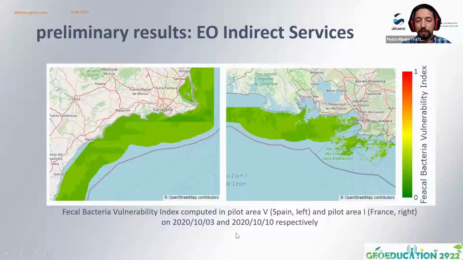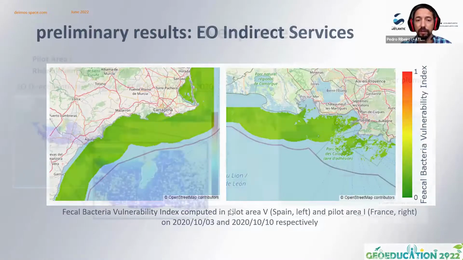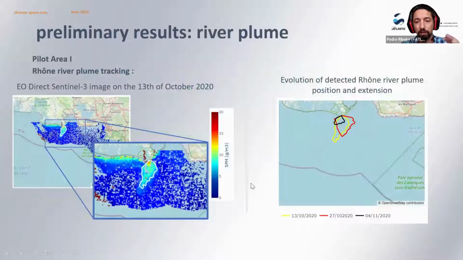So this is a risk indicator. That's our approach for most of these indirect products, to provide an indicator of risk. There's also another one for eutrophication. And finally, this one is an example from the tracing of river plumes.